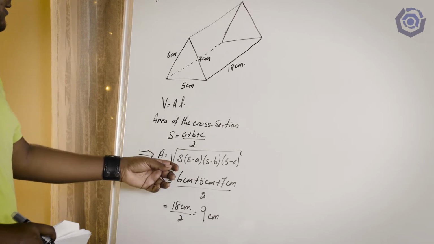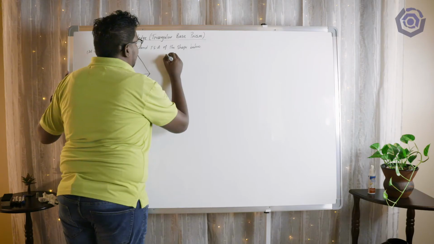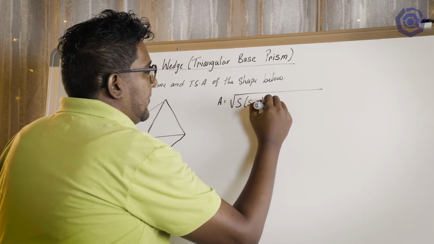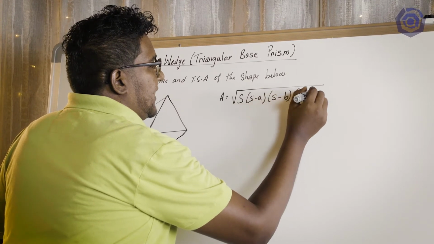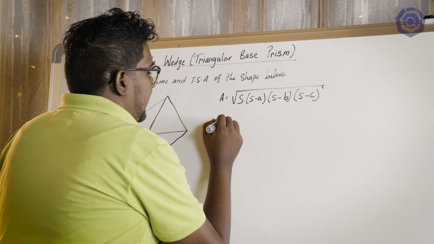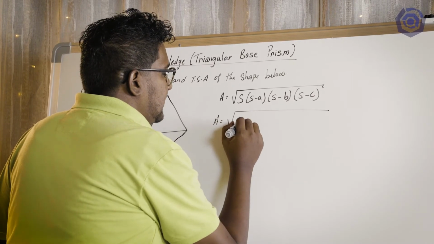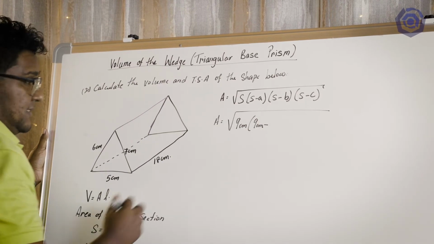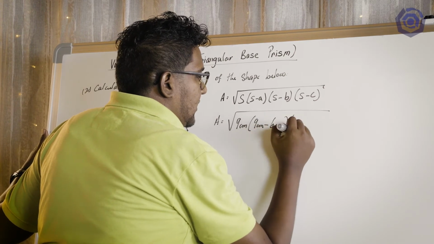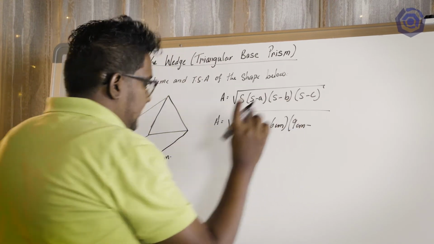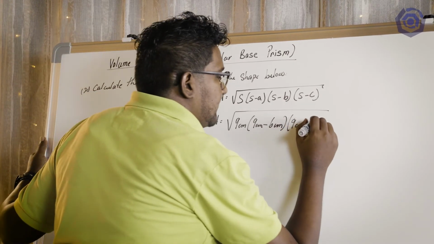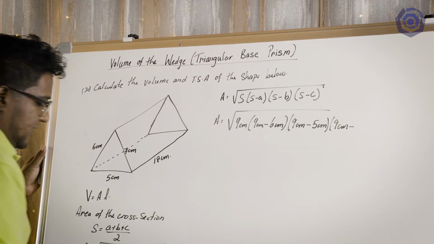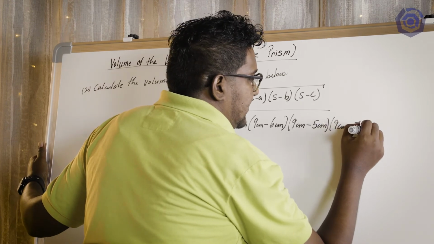Now we have to substitute S into our formula here. So A is equal to the square root of S into S minus A, S minus B, S minus C. A is equal to the square root of 9 cm into 9 cm minus A, which we used as 6 cm, 9 cm minus B, which we used as 5 cm, and then 9 cm minus C, which we used as 7 cm.